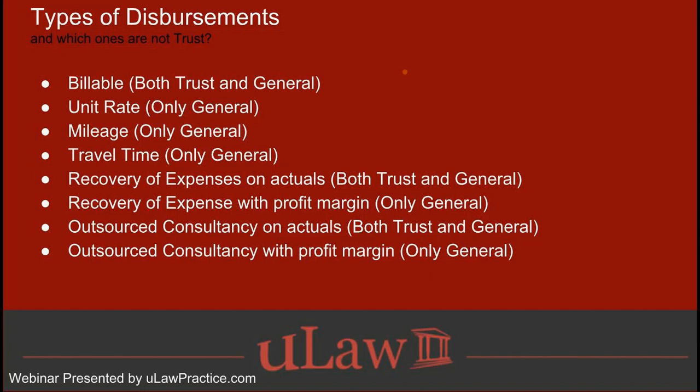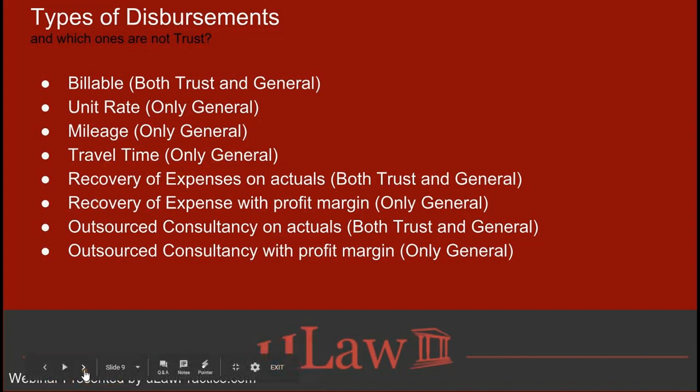If you're looking to recover the expenses either with a profit margin or a loss margin, then most certainly only use the general account. If it's actuals, so if you paid $100 and you're charging the client $100, then you can use both trust and general. But if you paid, say, $50, but you're going to charge the client $100 for whatever reason, then you certainly must only use the general account.